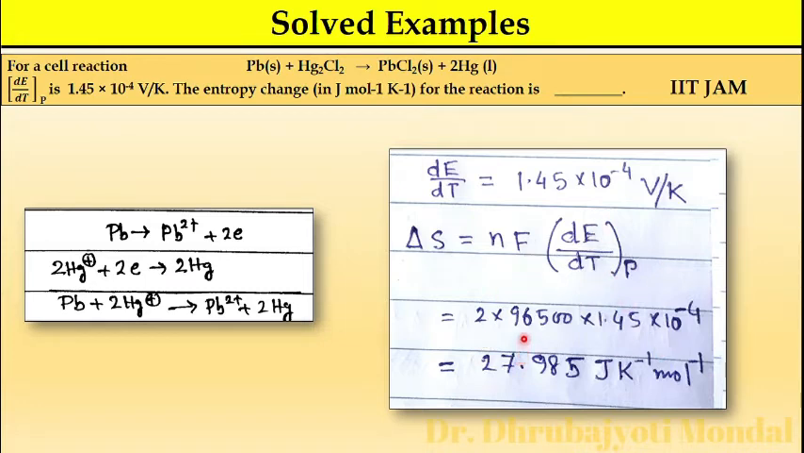F is equal to 96,500 coulomb, so put the value of F. n is the number of electrons exchanged, that is equal to 2. So that will give you the value of delta S, 27.8985 joule Kelvin inverse mole inverse. Okay, so that is the answer. That is the entropy change for that reaction.